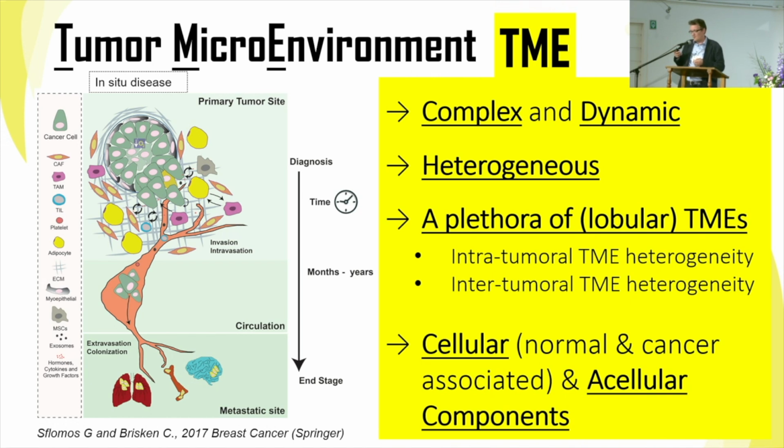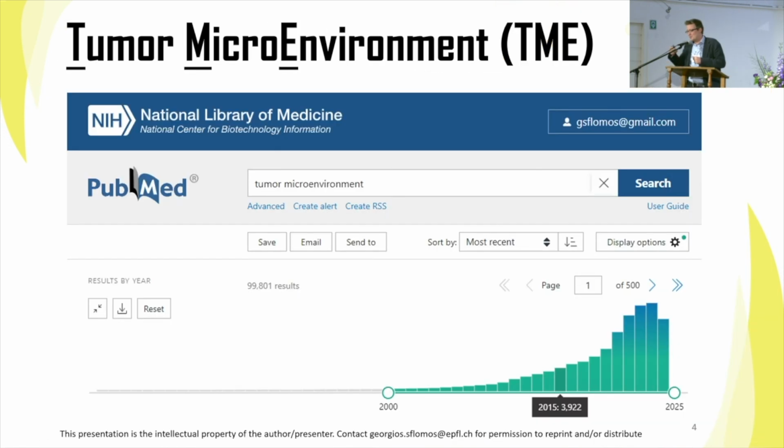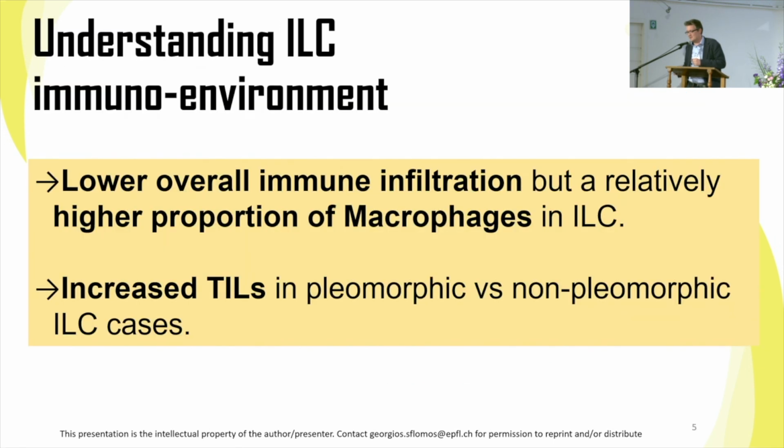So we discussed some of the cells and the existing data. We also touched a bit on the non-cellular components, what we call the extracellular matrix. It is obvious that the tumor microenvironment is an emerging field. Here you see the overall increase in the number of publications, especially in the last decade. And this is not for lobular carcinoma; this is for all different types of tumors. For lobular carcinoma, there are not many publications in this field.